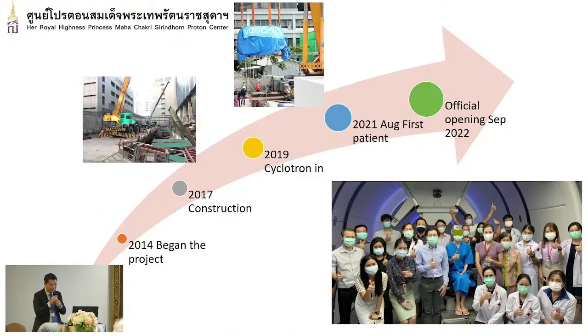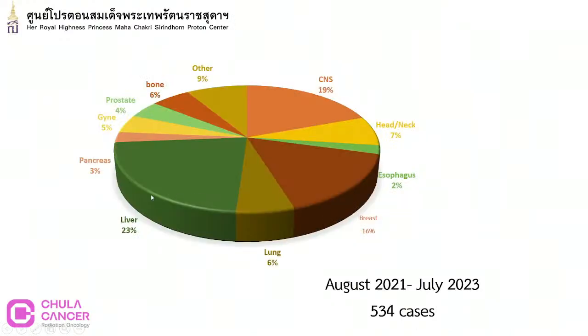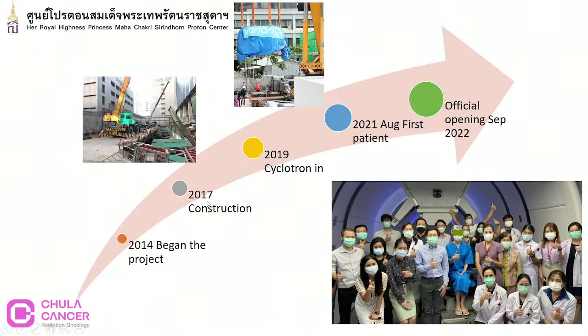This is our journey. The project started in 2014. Then the construction started in 2017. This is the Synchrotron, and we installed the Synchrotron in 2019. And the first patient we started in 2021.